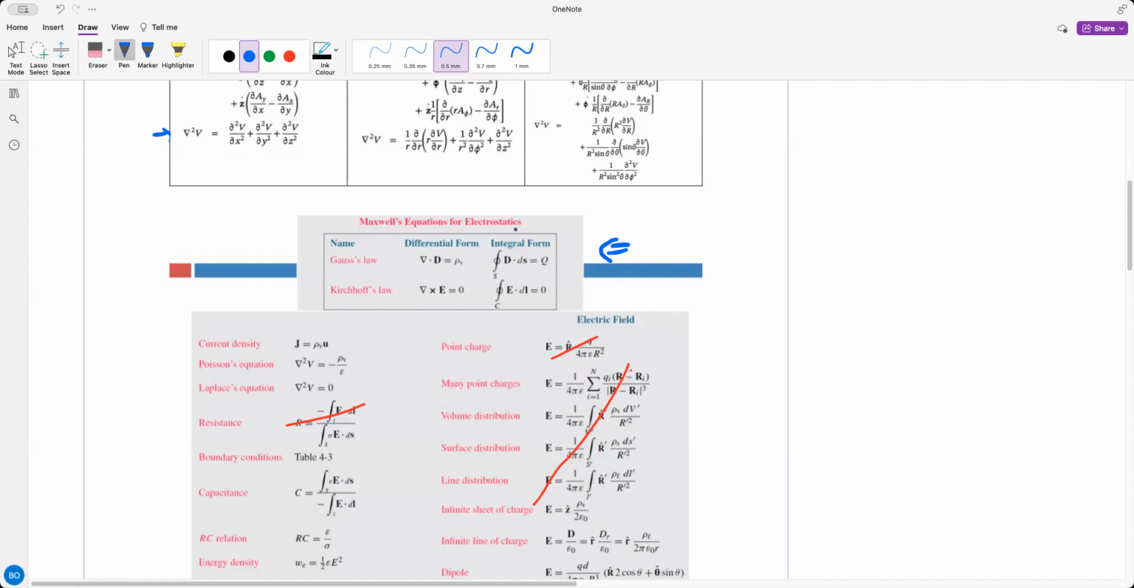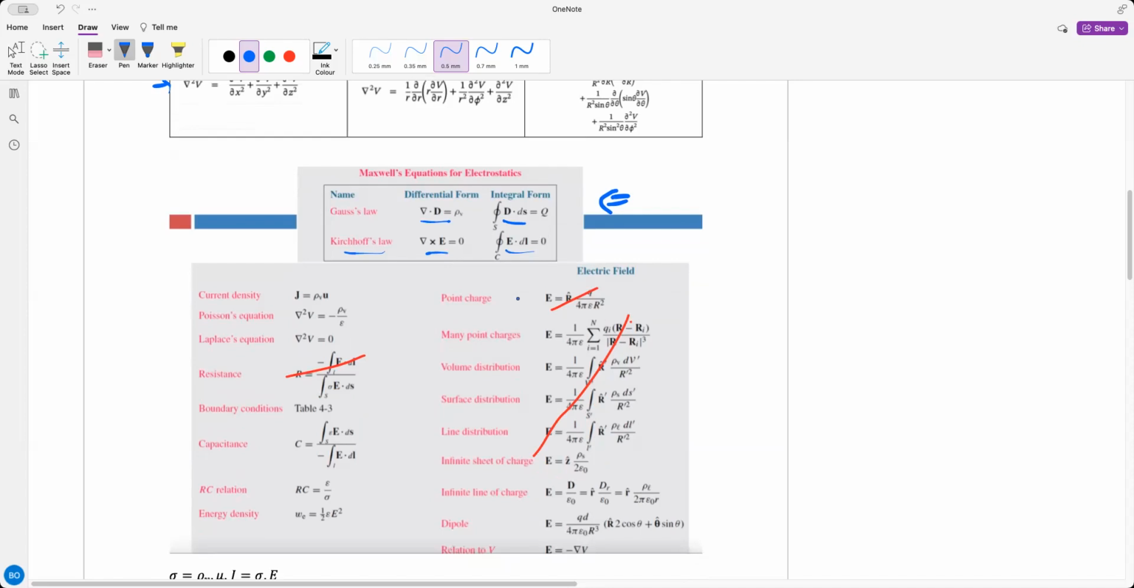So this is Maxwell's equations for electrostatics. This is Gauss's law in differential form, and this is the Gauss law that you have seen in physics 2 before. This is Kirchhoff's law, the conservation of the electric field, in differential form and in integral form.